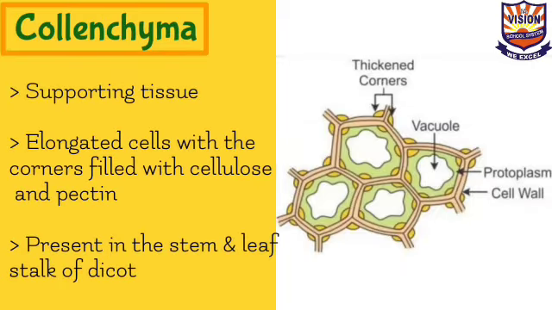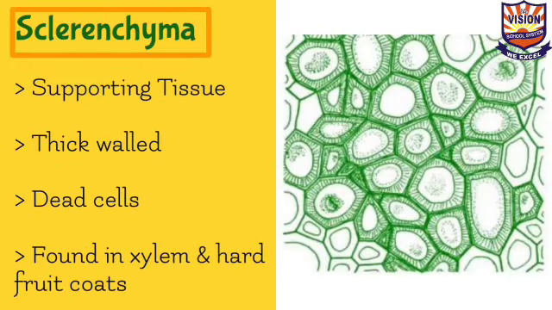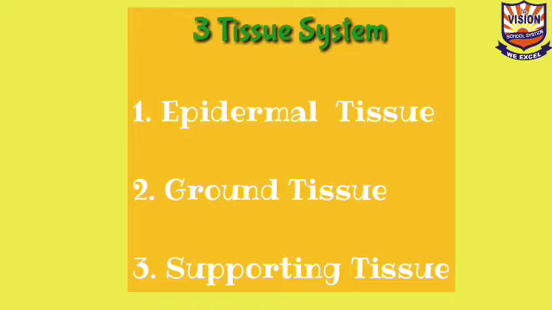Second is collenchyma. It consists of elongated cells with the corners filled with cellulose and pectin. It is present in the stem and leaf stalk of dicot plants, and the function of collenchyma is to provide structural support and help the plant stay standing. The third is sclerenchyma. Sclerenchyma consists of very long, narrow, thick-walled cells. When sclerenchyma cells fully mature, they die, and once they are dead, they simply maintain the structure of the plant. They are found in xylem and the hard fruit coats. First tissue system you would encounter.